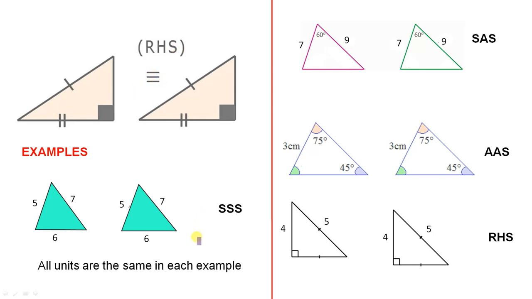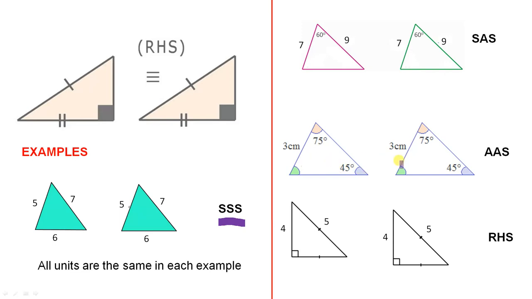So here are some quick examples. All units are the same in each example. So whatever the measurements or the units are for the first diagram, they're the same for the second. We can see that that triangle is congruent to this one because of side, side, side. We can see that this triangle is congruent to this one because of side, angle, side. The 2 sides and the included angle are equal to the 2 sides and the included angle.